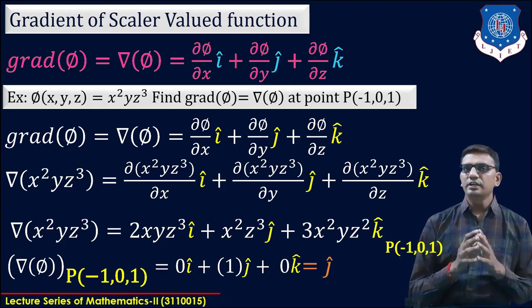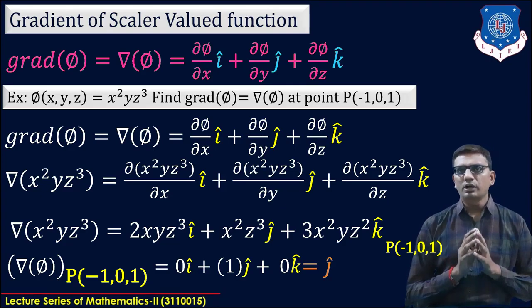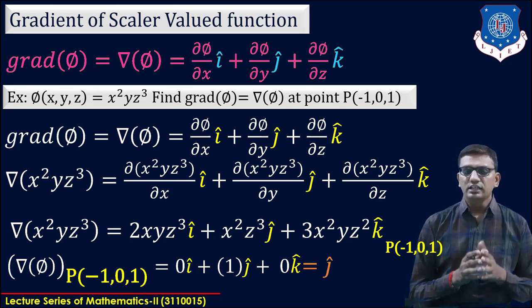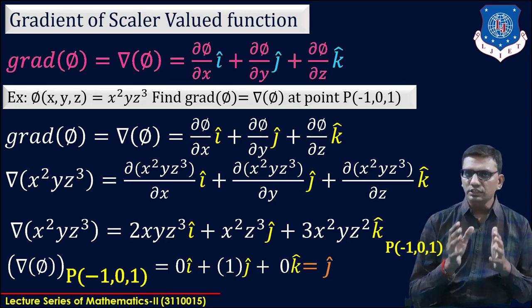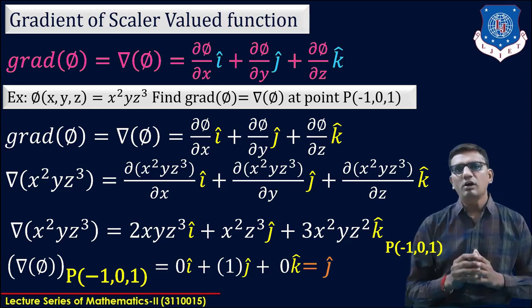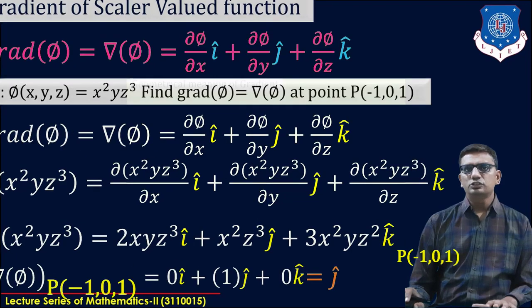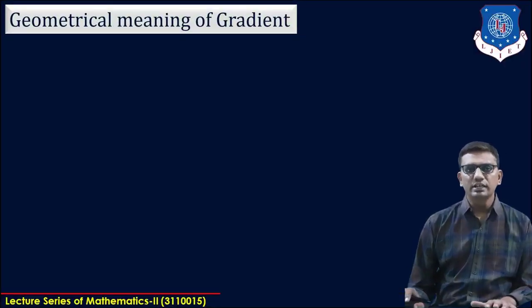So the gradient of phi at a particular point (-1, 0, 1) is only j caret. Now we have a question in mind: what is the meaning of gradient? Now we will understand the geometrical meaning of gradient.